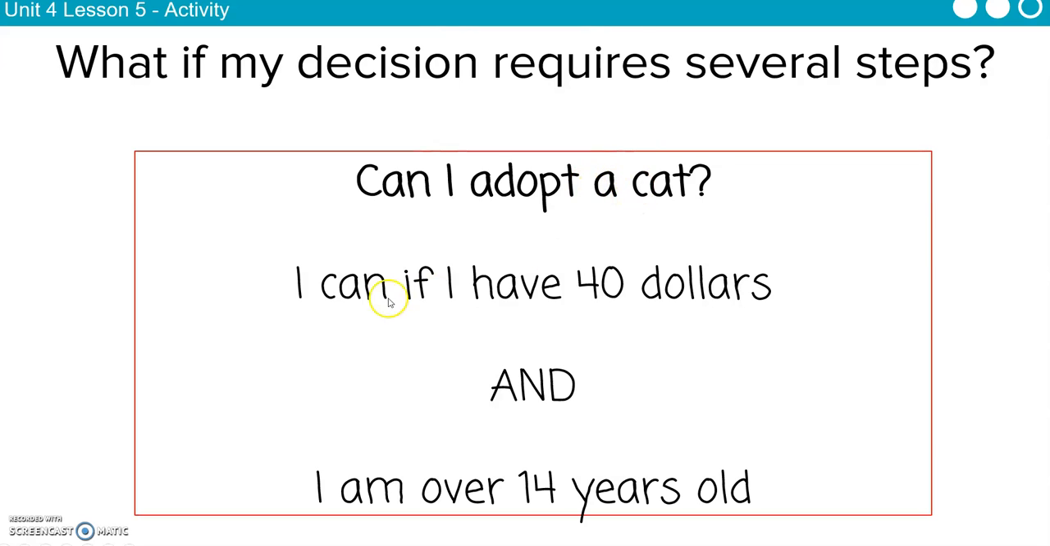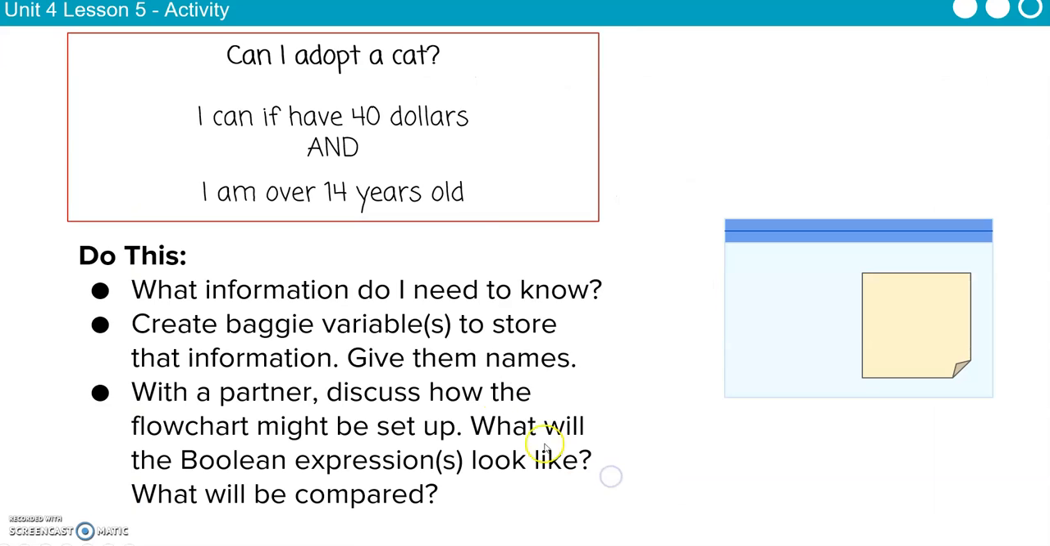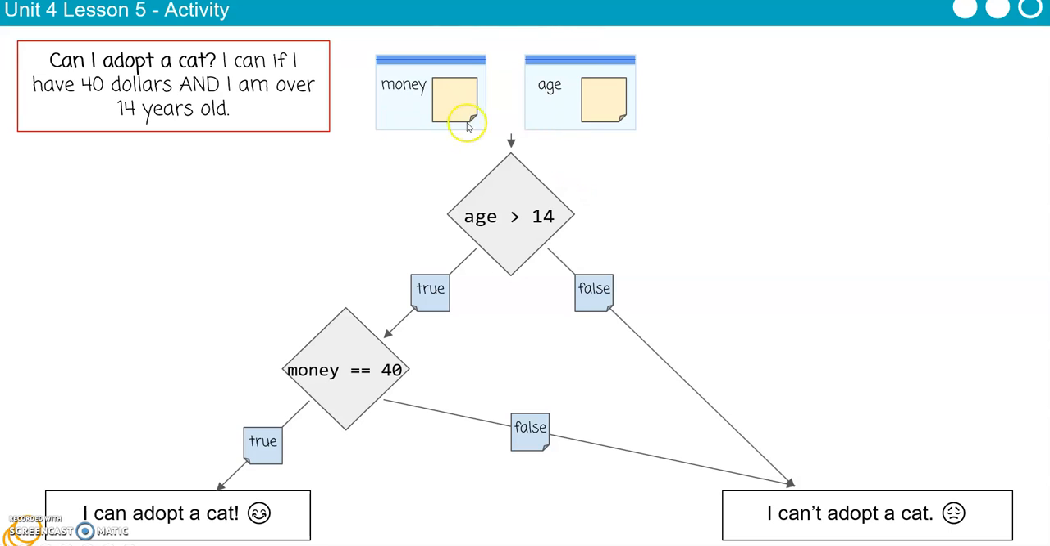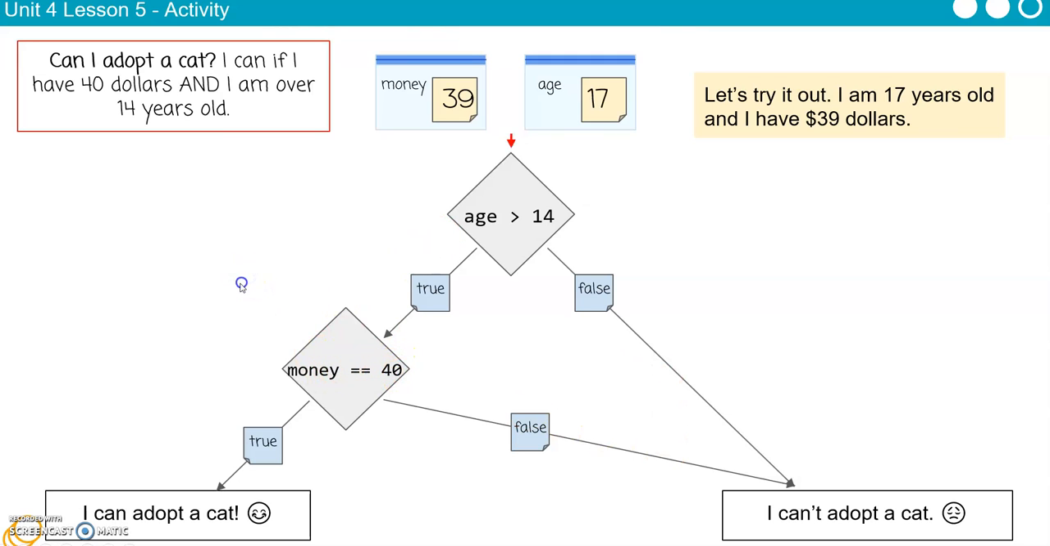Can I adopt a cat if I have $40 and I am over 14 years old? So in this case, you've got two things, right? We'd have money and age, and we'd have to run through two separate stages. If you've got $40, now this is a little bit odd that you've got exactly $40, and your age is greater than 14, so you'd have to be 15 and so on. So if you're 17 and $39, well, the age is okay, but unfortunately 39 does not equal 40, and so you can't adopt a cat.